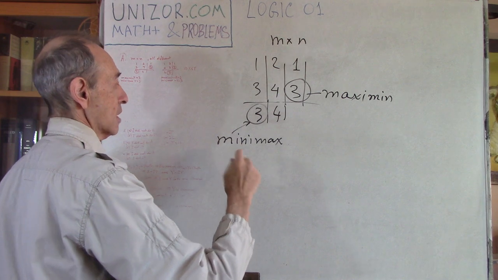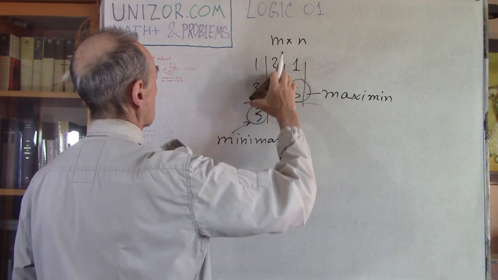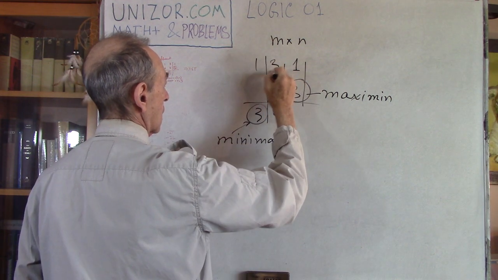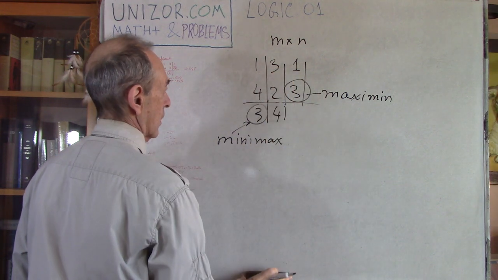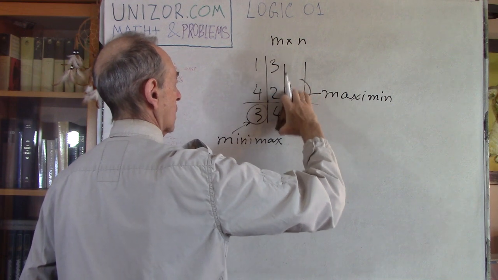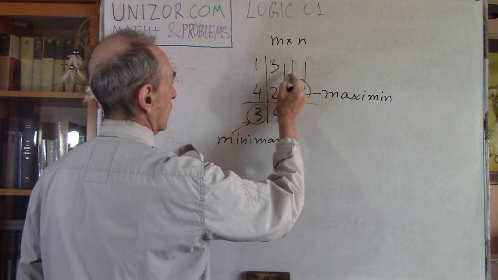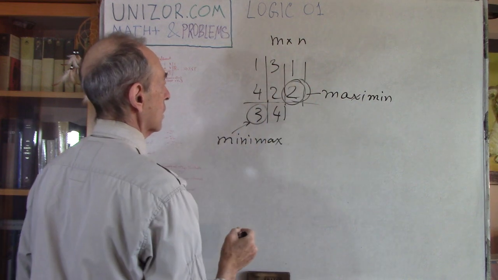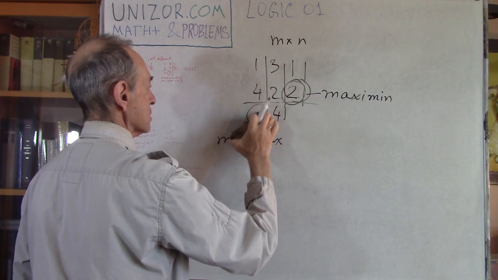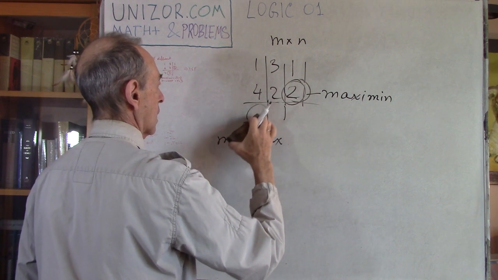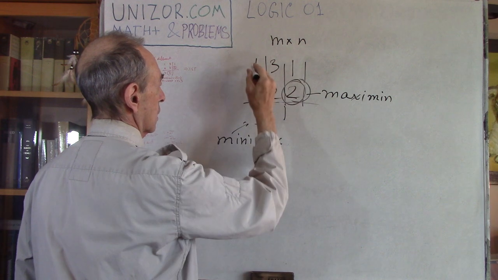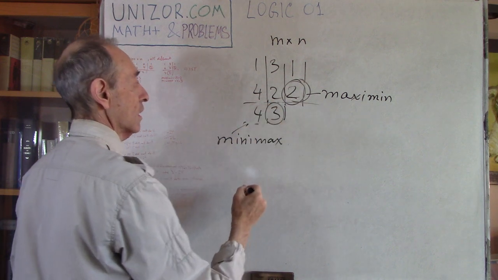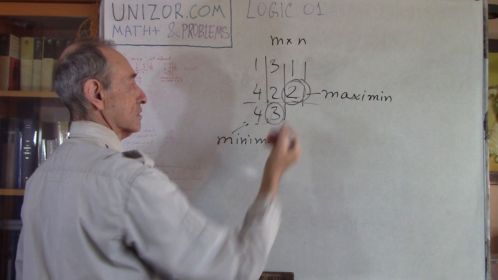Here is another example. Instead of this, we put 1, 3, 4, 2. Row minimums: for 1 and 3 the minimum is 1, for 4 and 2 the minimum is 2. And the maximum among them is 2. For columns, we first take the maximum: 1 and 4, maximum 4; 3 and 2, maximum 3. And the minimum out of these maximums is 3. So now, as we see, minimax is greater than maximin.